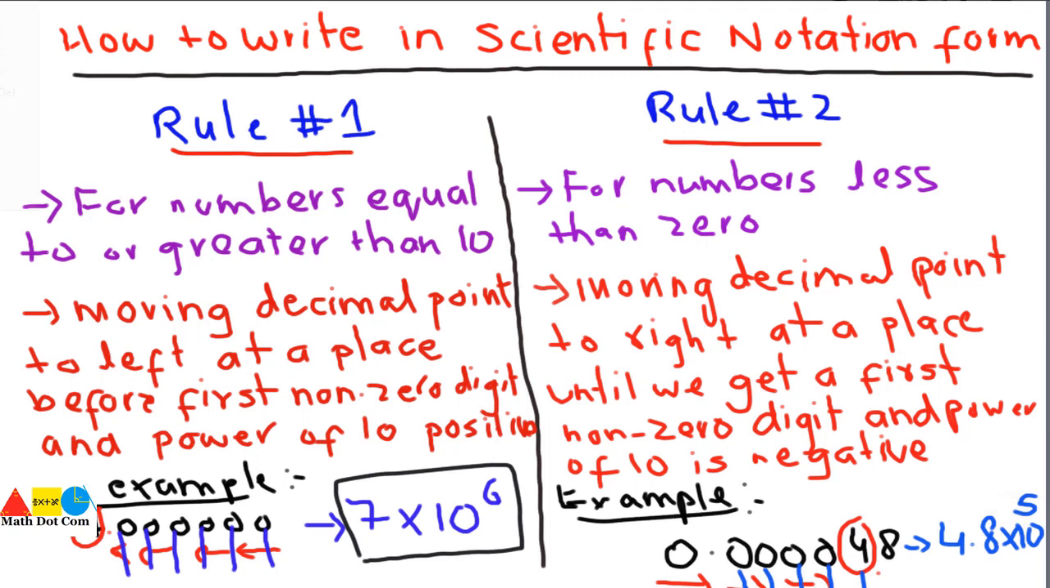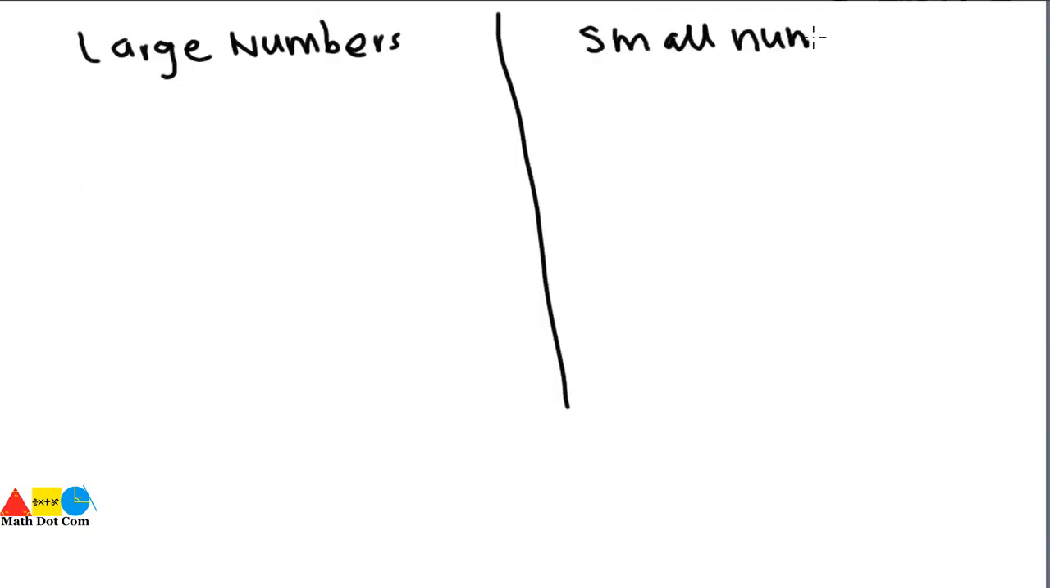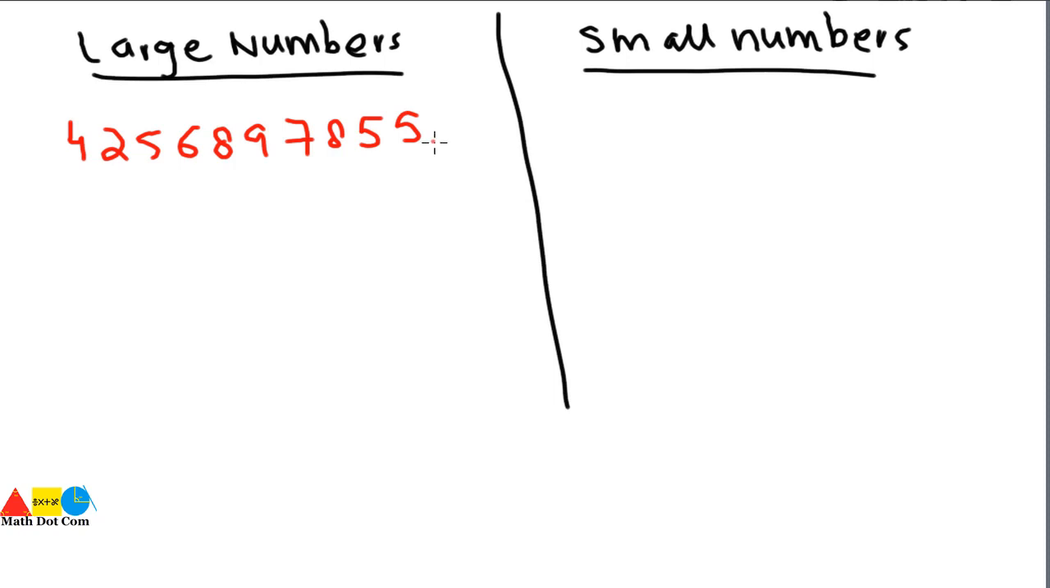Let's have a few more examples of small and large numbers. Let's practice a few examples so we can have a clear concept. For large numbers, let's say we have this number, and this is the place of the point. As it is a large number, we have to move towards the right, until one non-zero digit is left.